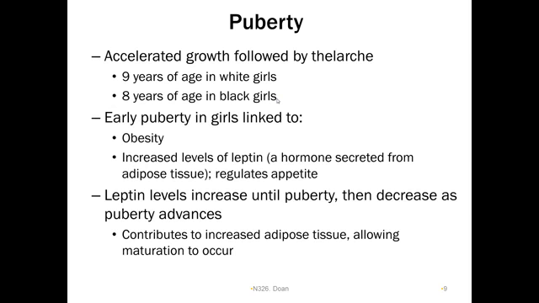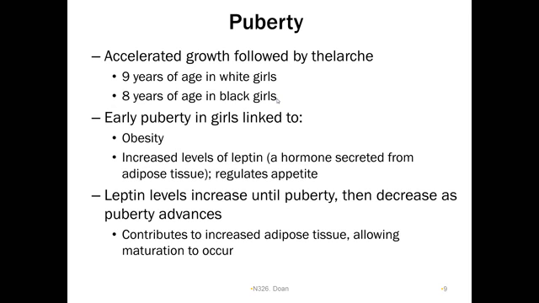Puberty in girls is the accelerated growth followed by thelarche, and it happens between age 8 to 9 years. So 8 years of age in black girls and 9 years in white girls. Now, in boys, it begins later at about 11 years. Genetics, environment, ethnicity, general health, and nutrition can influence the timing of puberty.